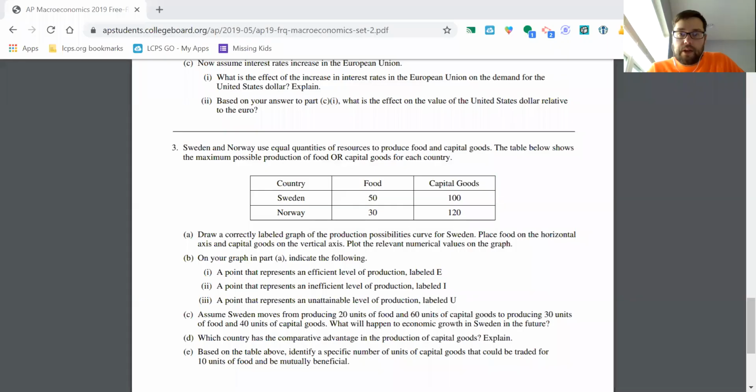Right, I want to take a look here at the 2019 AP Macro question number 3. This is from set number 2. So I'm going to share my screen. All right, so here's the question.